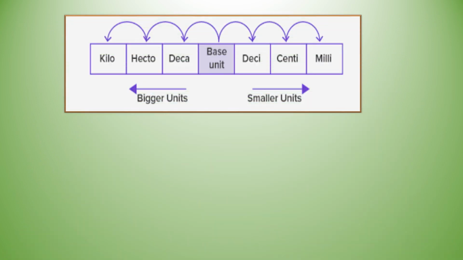Let's first understand the metric unit chart to get a grip on conversion of units. All these words which are shown here, kilo, hecto, deca, deci, centi and milli, are prefixes used for units of measurements. Let's take base unit as meter to understand it better.